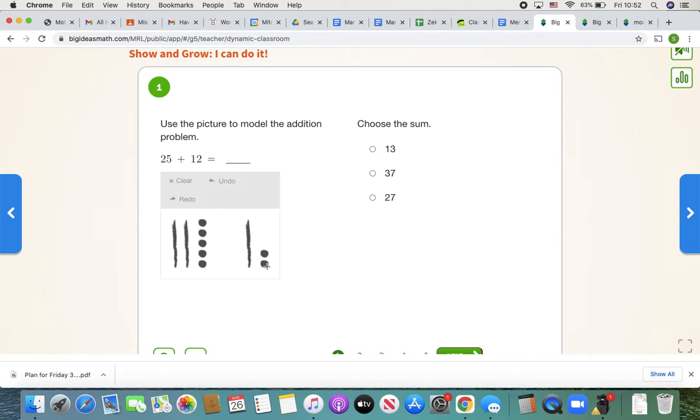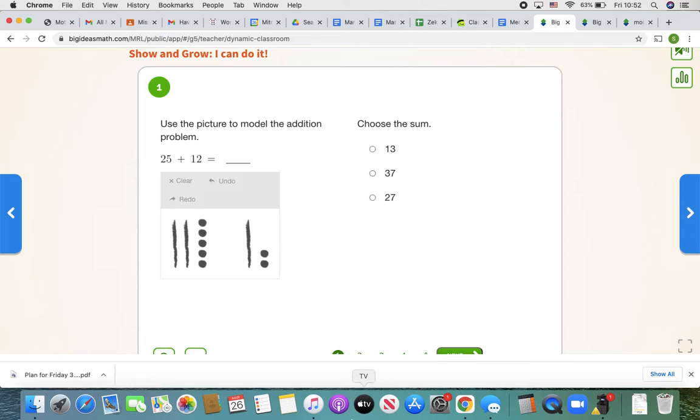So we need to figure out, what's our answer, what's our sum, because remember when we add two numbers together, we get the sum, and when we subtract two numbers, we get the difference. So we're trying to find our sum, our answer, with 25 plus 12.